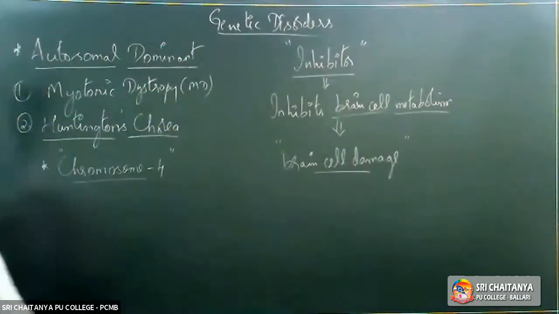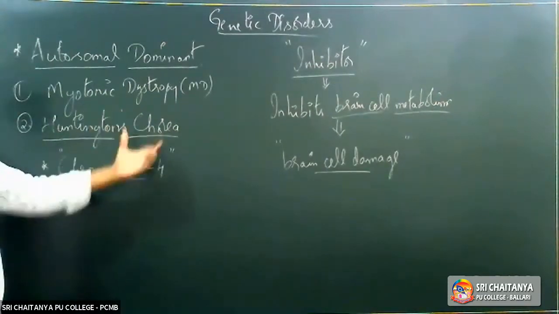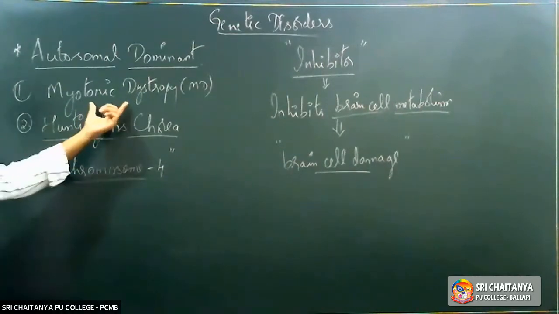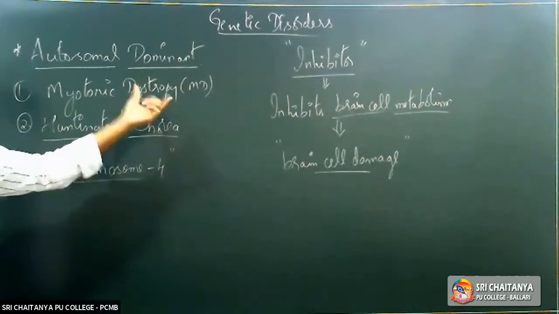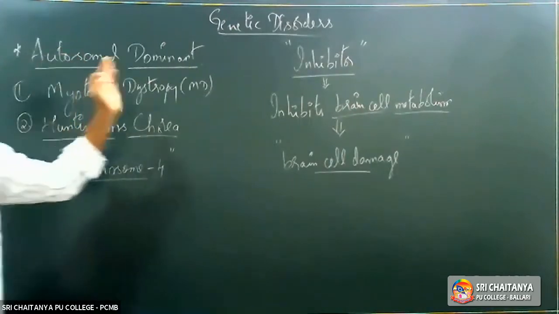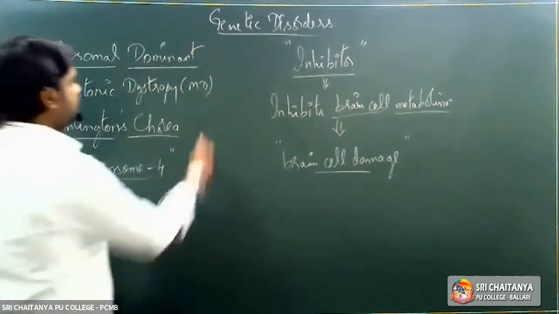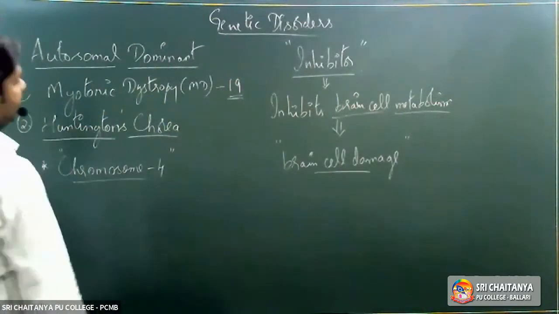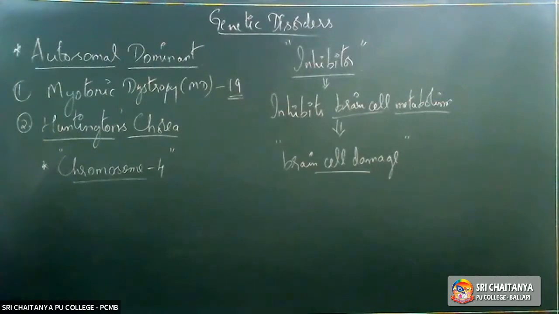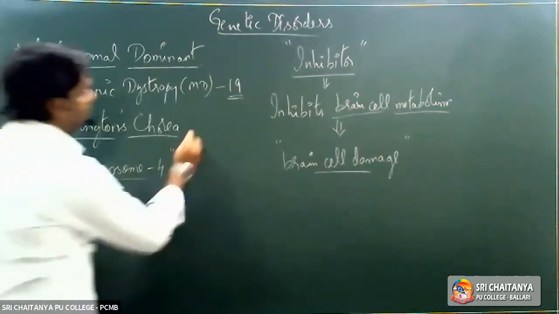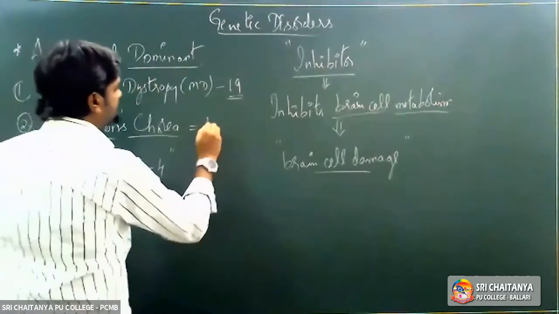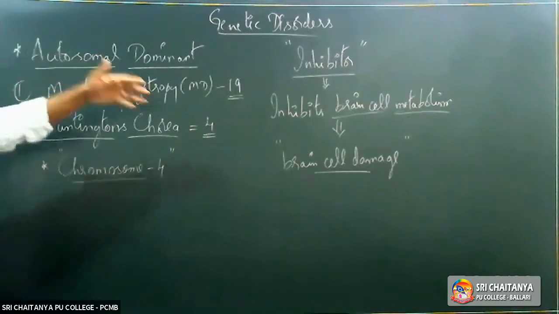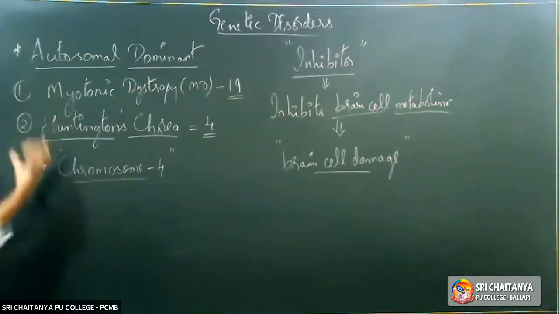So this is the second disorder we have, which is Huntington's chorea, another autosomal dominant disorder. The first autosomal dominant disorder we saw is myotonic dystrophy. This was caused because of a mutation in chromosome number 19. Here we are talking about the second disorder, Huntington's chorea, which is again because of a dominant mutation seen in a gene located on chromosome number 4. Those are the effects of this sort of dominant mutation.